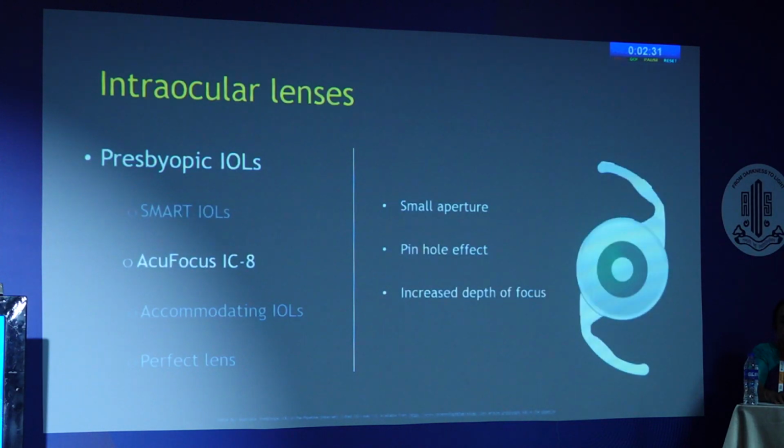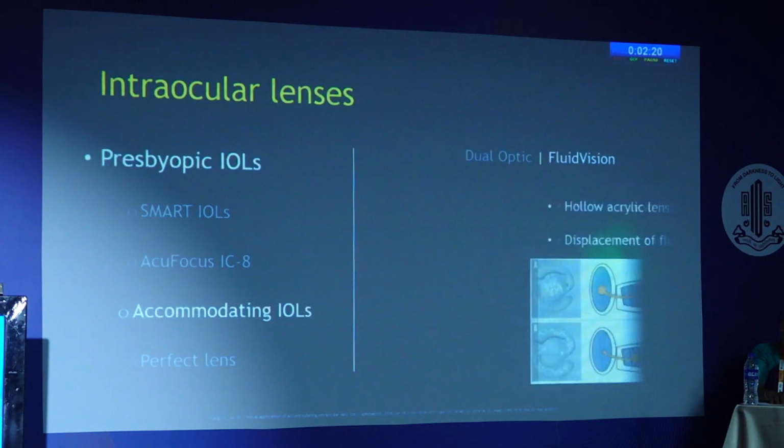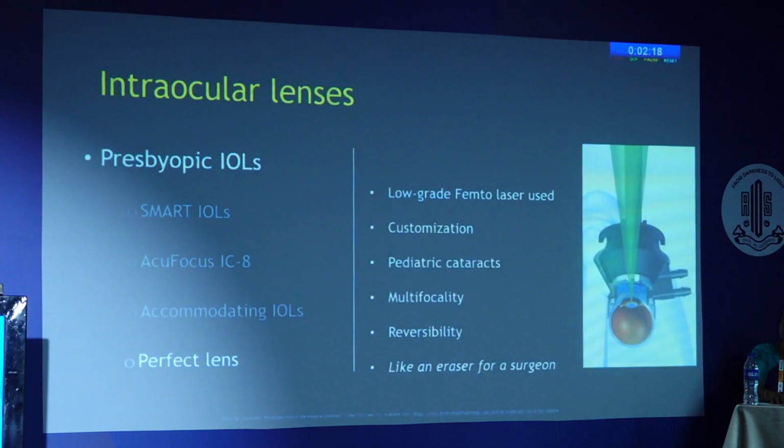Accu focuses a small aperture in the center, which gives it a pinhole effect and increases the depth of focus. In accommodating IOLs, two types have shown encouraging results, the dual optic IOL and the fluid vision IOL. But the type that excites us the most is the perfect lens, where a low-grade femtosecond laser can be used for the post-operative adjustment of the IOL power and design, and this makes it especially exciting for a pediatric ophthalmologist as the IOL can be adjusted for ocular growth.